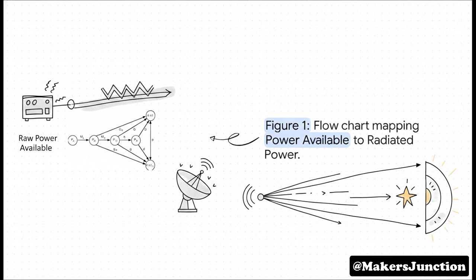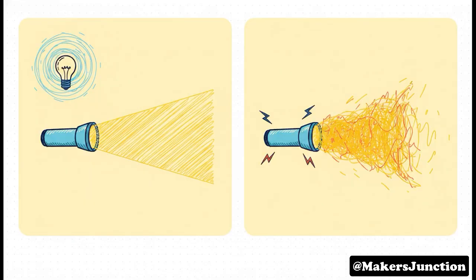Then, factoring in radiation efficiency, we finally arrive at the actual power radiated. And that power is then shaped by directivity and gain to create the final radiation intensity. It's literally the complete life cycle of a transmission. Let's clear up two terms from that journey. They get mixed up all the time: gain versus directivity.